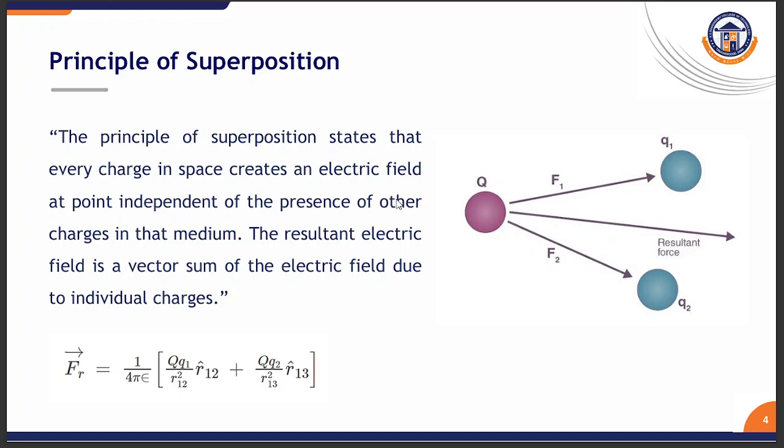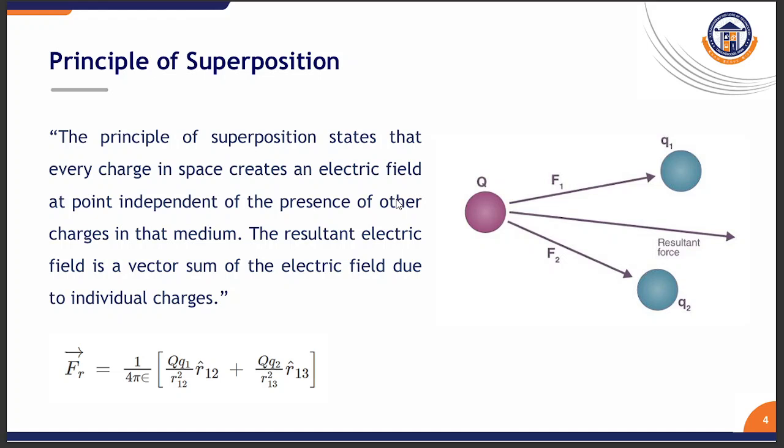So the principle of superposition also applies to the electric field. Each charge creates its own electric field in the space around it. When multiple charges are present, the net electric field at any point is obtained by adding the electric fields produced by each charge individually. The important point to note is that the electric field at a point depends only on the source charges and not on the presence of a test charge.